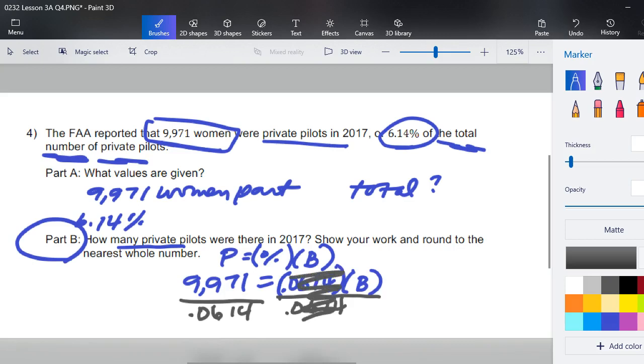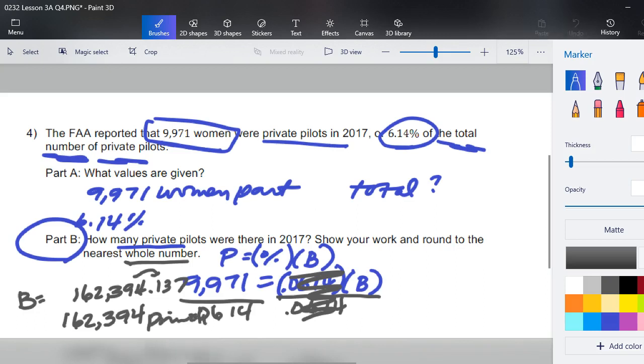Grab a calculator. Punch it in carefully and correctly. And then it asks us to round to the nearest whole number. The whole or base number I see on my calculator is 162,394.137. So if I'm rounding to the nearest whole number, I look at the tenth, and my 162,394 will stay as it is, and these are the total number of private pilots, of which 6 and 14/100 percent were women.